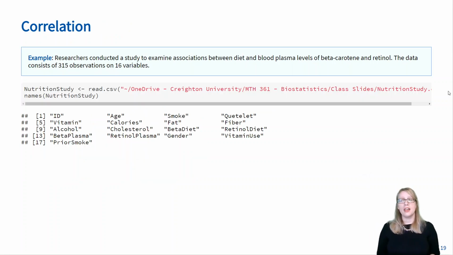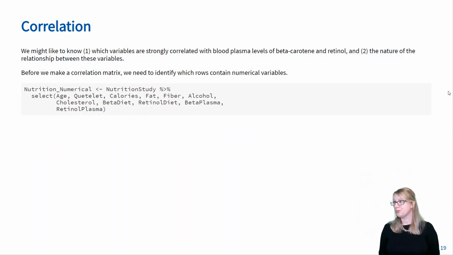So let's take a look at another example here. We've got data from a study that was done to examine the association between diet and blood plasma levels, specifically levels of beta-carotene and retinol. We had 315 observations on 16 variables. Looking at the names of the variables in this data set, a lot of these look like they will be numerical, but some might be categorical. For example, smoking status, that might be a yes-no variable. Prior smoking status, gender, those might be categorical.